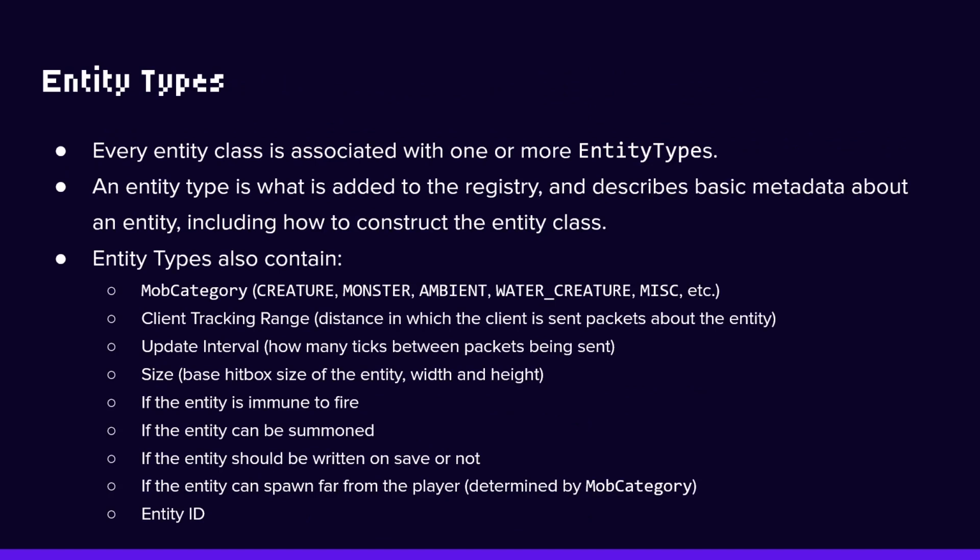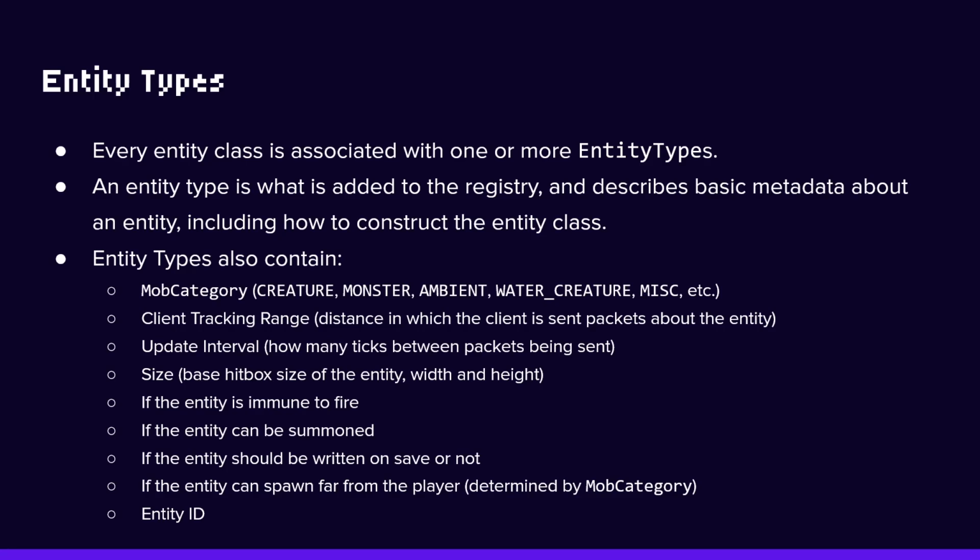So now the concept of entity types. Every entity that exists that has a class needs to be associated with one or more entity types. The entity type is what is actually added to the registry for entities, and it describes the basic metadata about the entity, how to create it, and that sort of thing. Without entity types, your entity class is just sitting there being useless. They tell it how to be created.